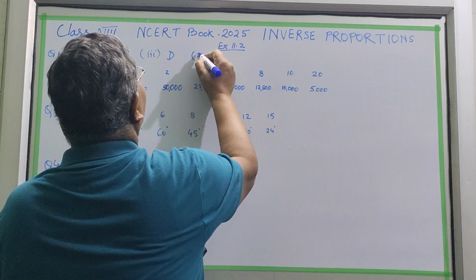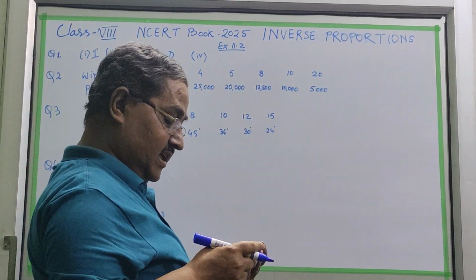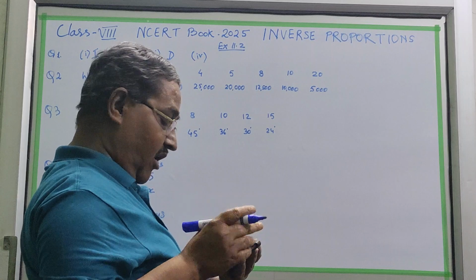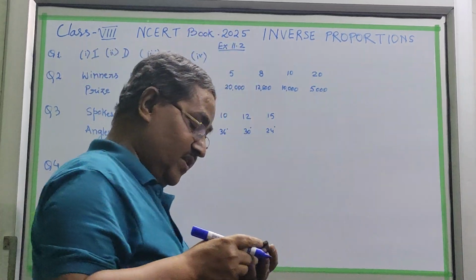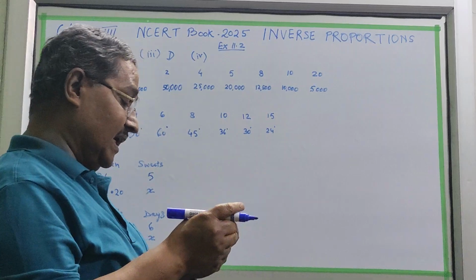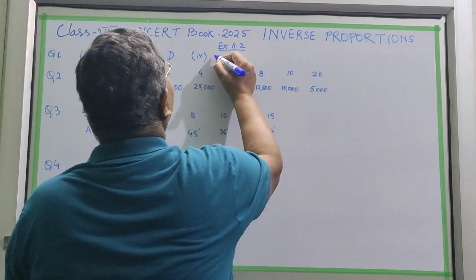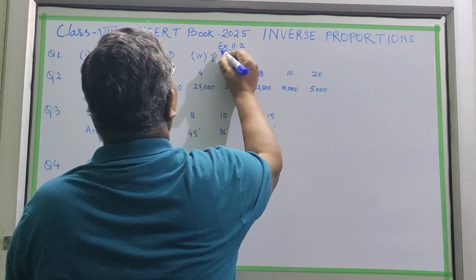Then coming to the fourth point. The fourth point is the time taken for a fixed journey and the speed of the vehicle. If the speed of the vehicle is increased, the time taken will be reduced. And so it is an inverse proportion.